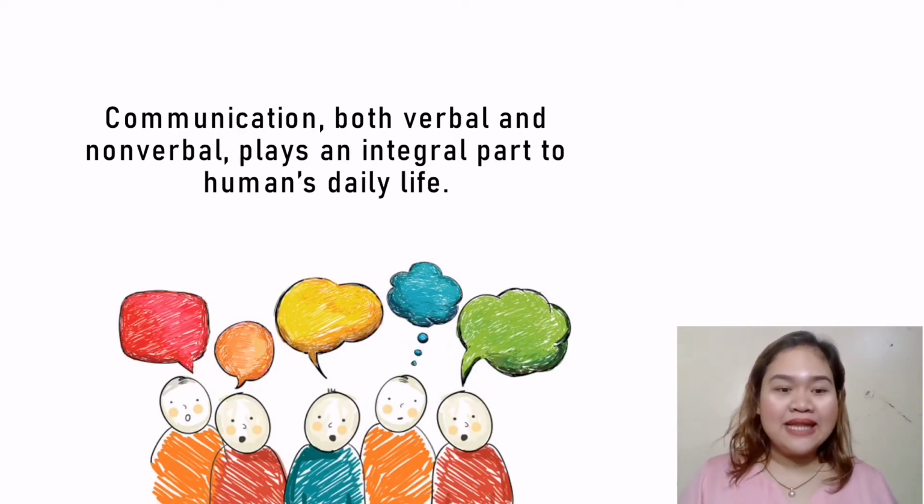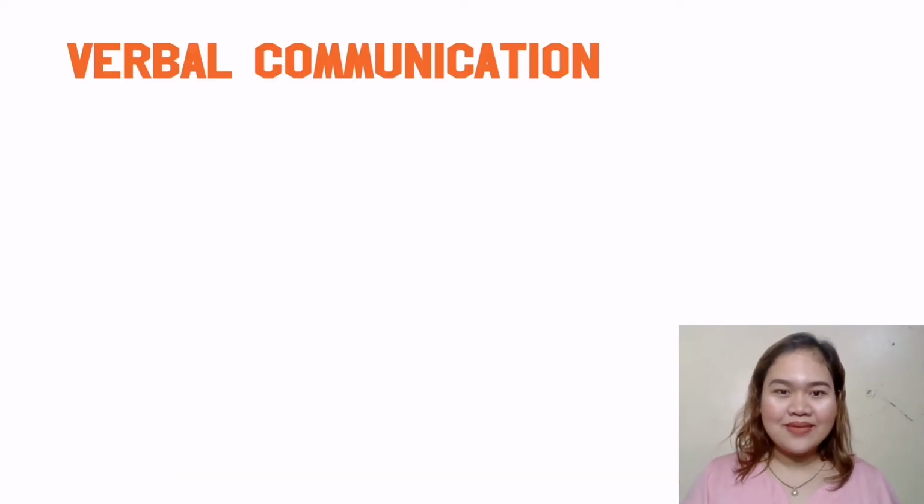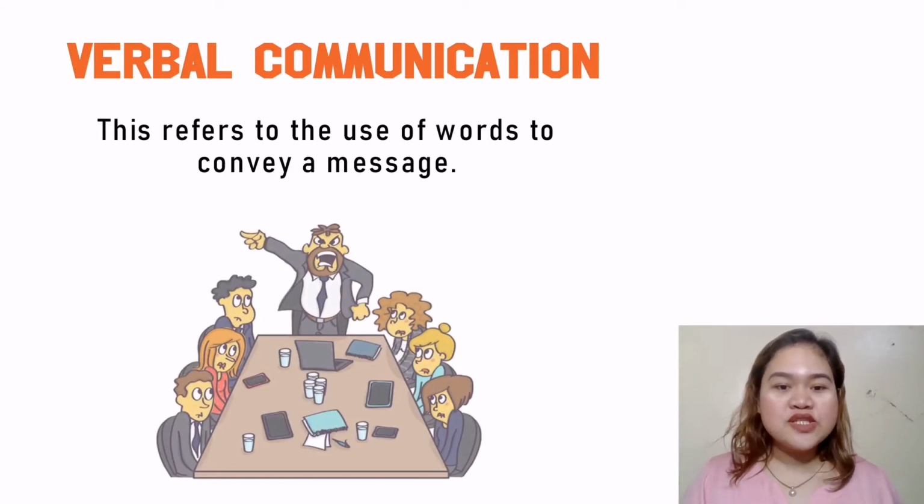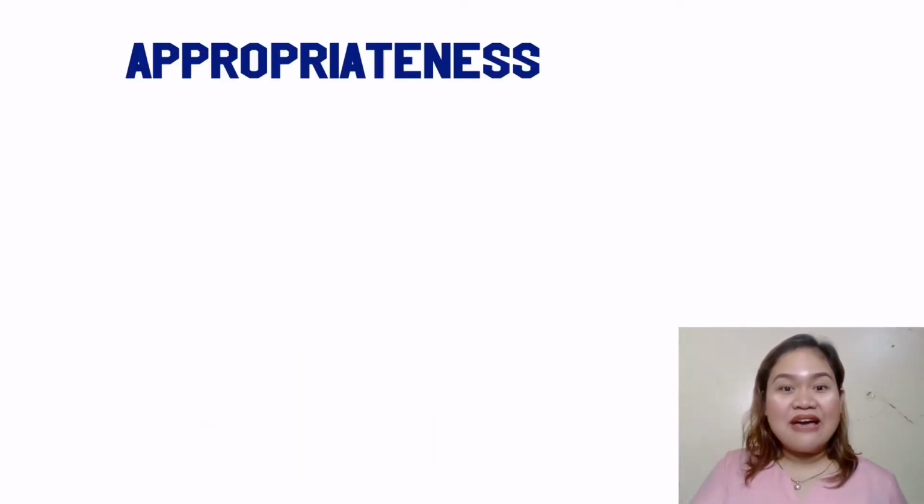Communication, both verbal and nonverbal, plays an integral part to humans' daily life. We use two types of communication in our daily lives. In this lesson, we are going to understand the two, which are verbal and nonverbal communication. Let's have the first, verbal communication. This refers to the use of words to convey a message. This type of communication can be regarded efficient and successful if the receiver can easily process the message delivered by the sender. We have 5 things to consider whenever we are using verbal communication.